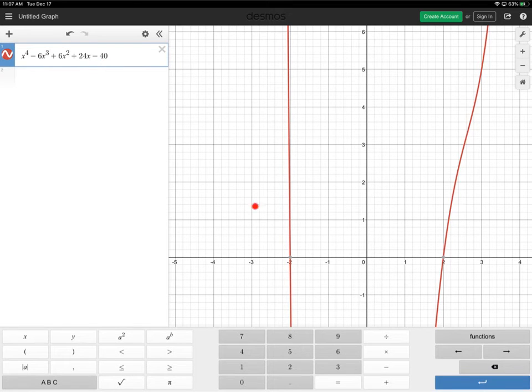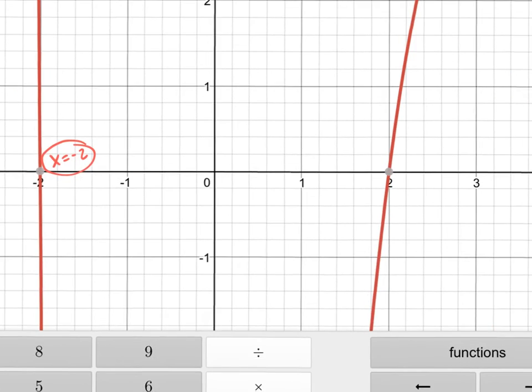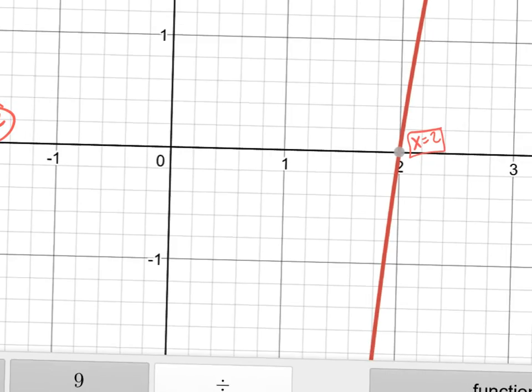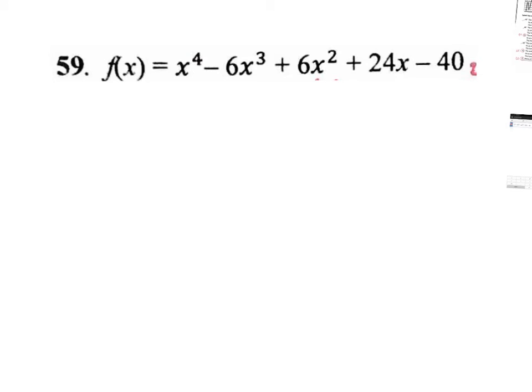And what does this graph tell us? It tells us that there's two answers. So we know for a fact that x equals negative 2, and we also know for a fact that x equals positive 2. So let's keep that in mind. X equals negative 2 and positive 2. And let's write that down right here. X equals positive 2 and x also equals negative 2.